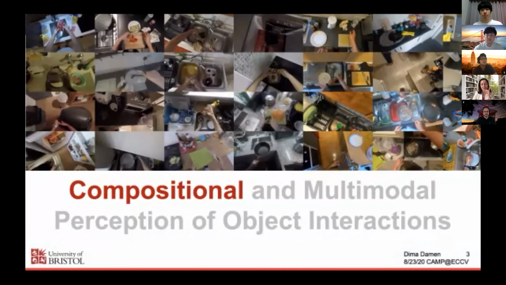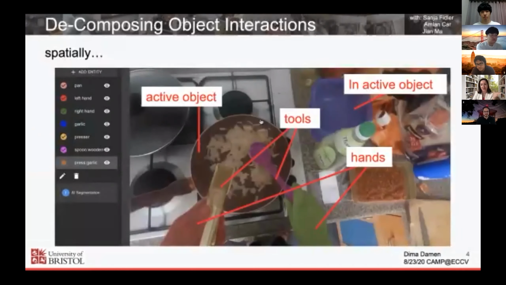So if we attempt to do that in a compositional way, we can do that in 2 dimensions. One is a spatial dimension. So we can say, what does each image contain? There are the hands here, the actors, there are tools, there are active objects, there are inactive objects. And I think this workshop is very much about understanding the relationships between these. And I'm sure people with us would have seen the intro to the workshop on the action genomes.